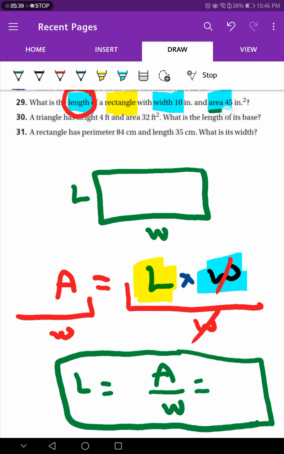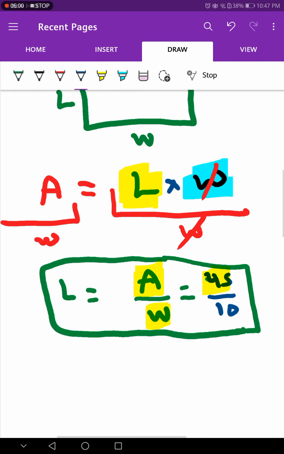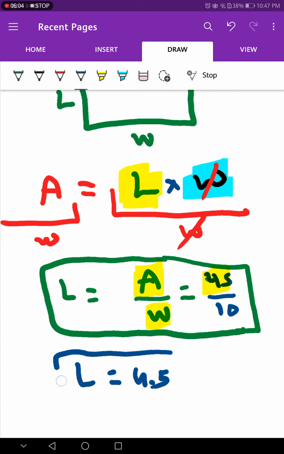What is the area here? Great, 45. The area is 45. I get it from here. What is the width? 10. The width is 10. So 45 divided by 10 equals 4.5. This is the length.